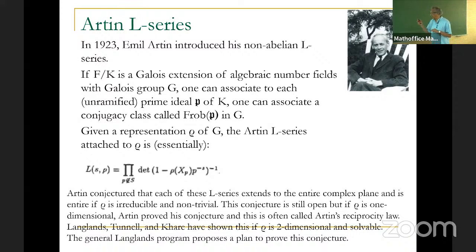And this is often called the Artin reciprocity law. Langlands, Tunnell, and Chandrasekhar Khare have shown that if rho is two-dimensional and solvable, the conjecture is also true. And there it sits. I think we have not made any further progress after that. The general Langlands program proposes a plan to prove this conjecture. In some sense, the Langlands program, which is highly representation theoretic, was inspired by Artin's conjecture.